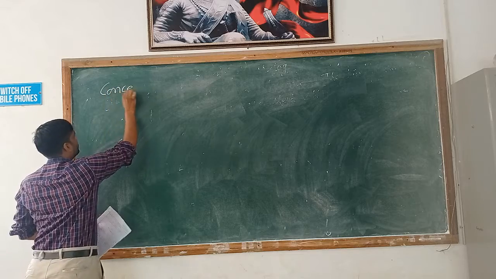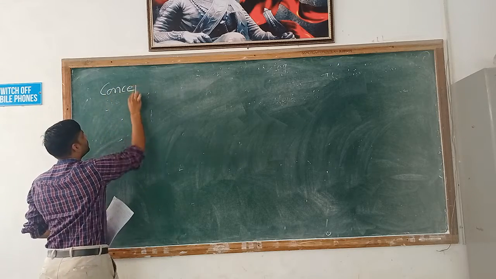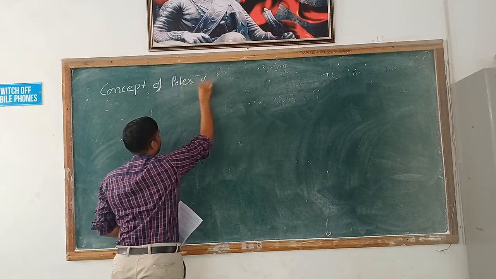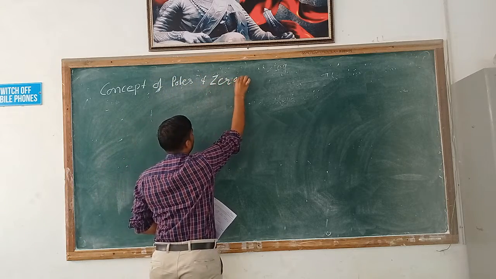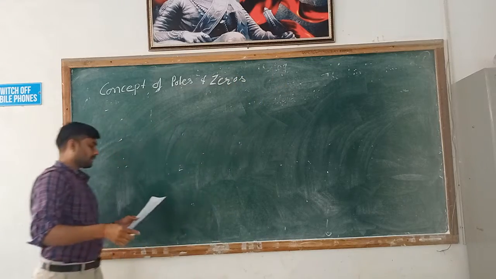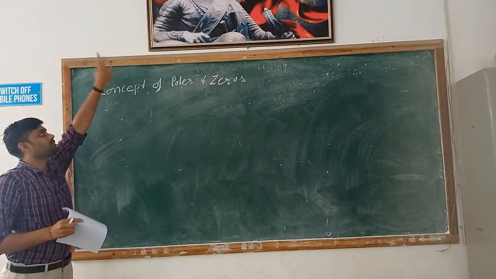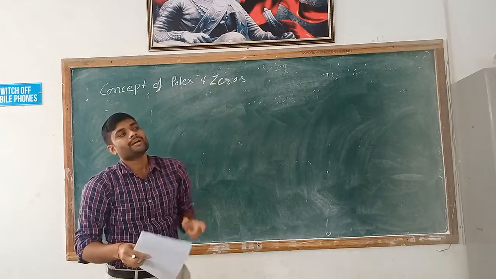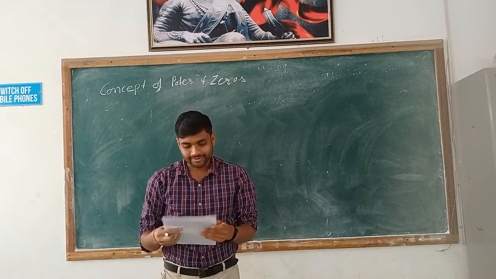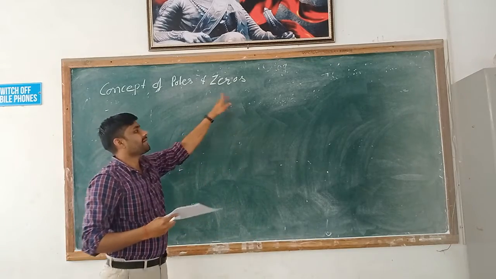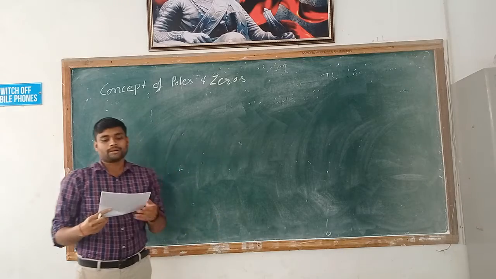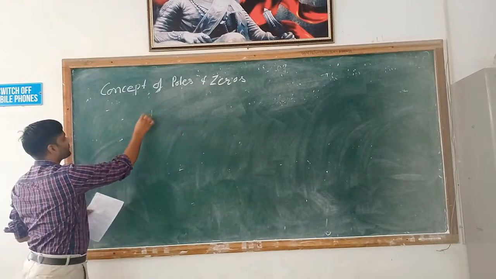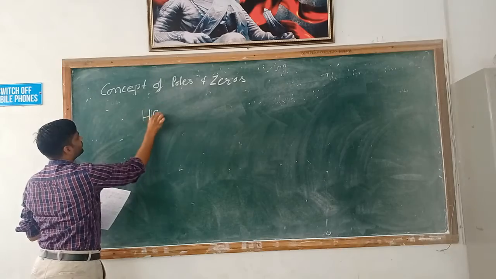So, the concept of poles and zeros is what we are going to see now. To understand the concept of poles and zeros, listen to me. Every system which has a transfer function has poles and zeros. So to define poles and zeros, consider a transfer function. Here we are going to consider a transfer function H(s).